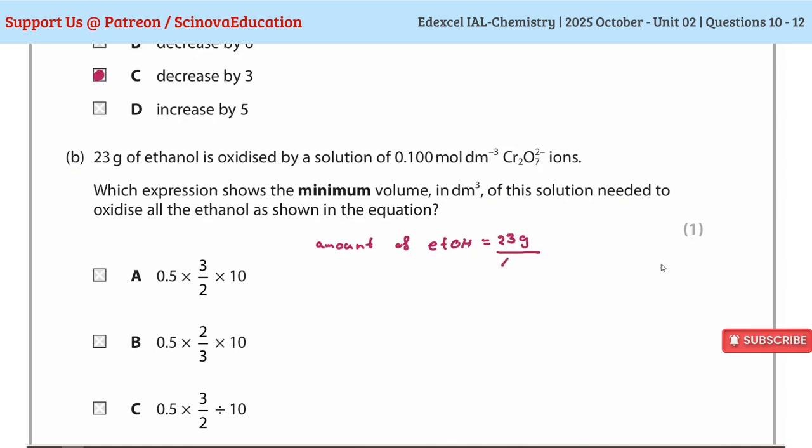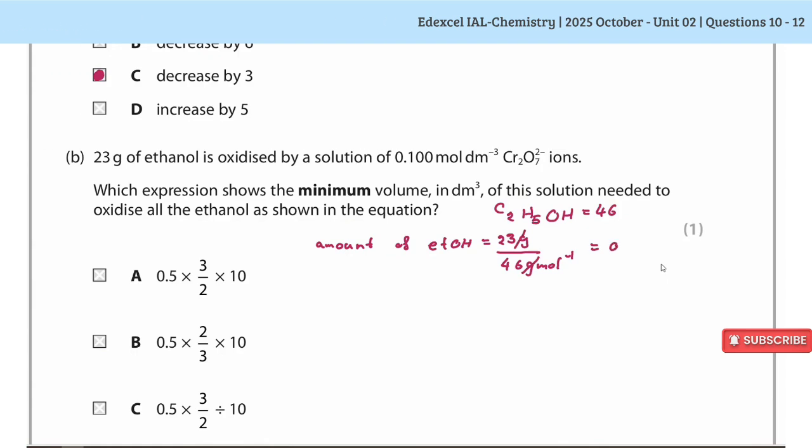23 grams by 46 grams per mole, which is the molar mass of ethanol, which you can calculate using the relative formula mass. Using the formula of ethanol, C2H5OH, which ends up as 46. And when you simplify this, you get the amount of ethanol in this mixture as 0.5 moles.